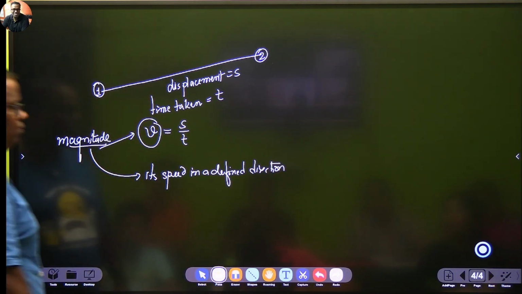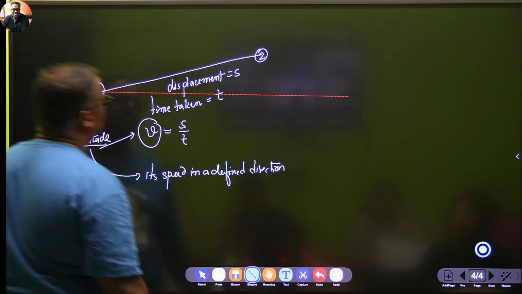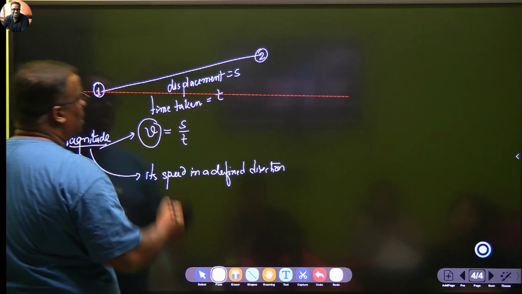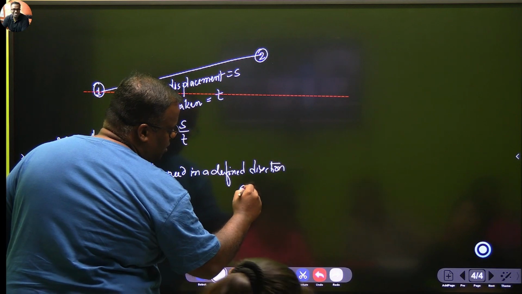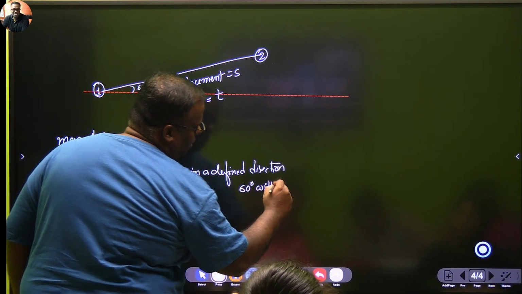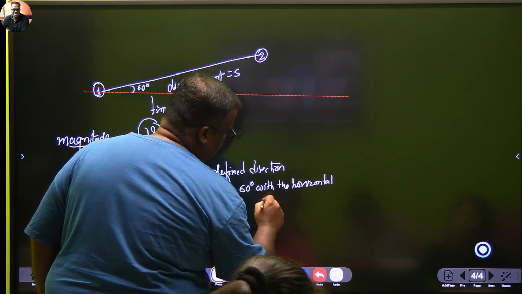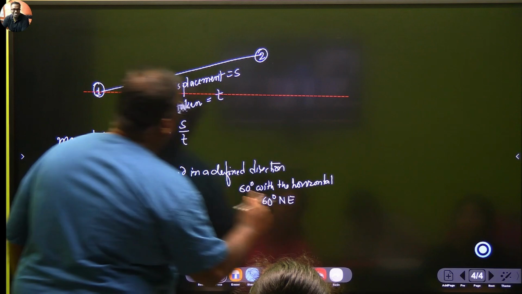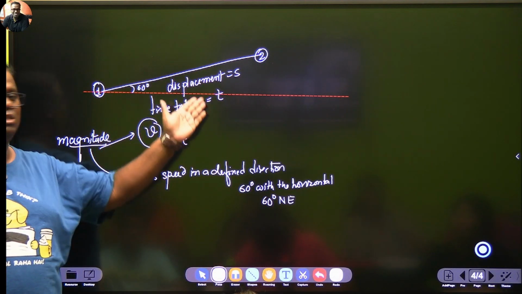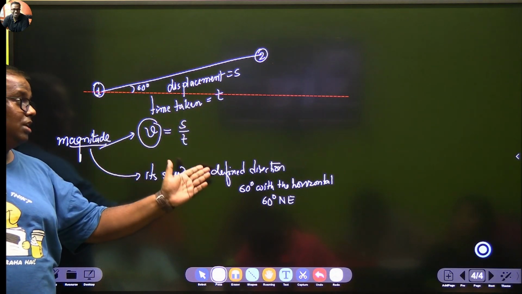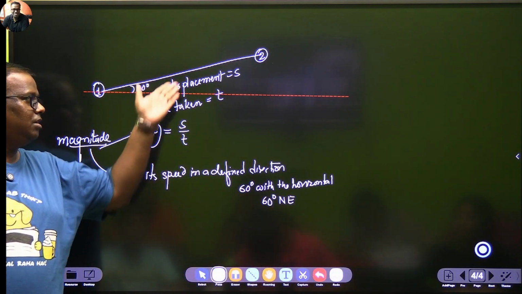Why is it speed in a defined direction, and what is that defined direction? I would say take a horizontal from here if you are so interested, and then say this angle is say 60 degree. So what is the defined direction? 60 degree with the horizontal, or I can say it is 60 degree northeast, it is going towards the northeast. Now no confusion. What is the velocity? The velocity is s by t. What is the velocity's direction? 60 degree northeast. What is the speed? The speed is s by t.